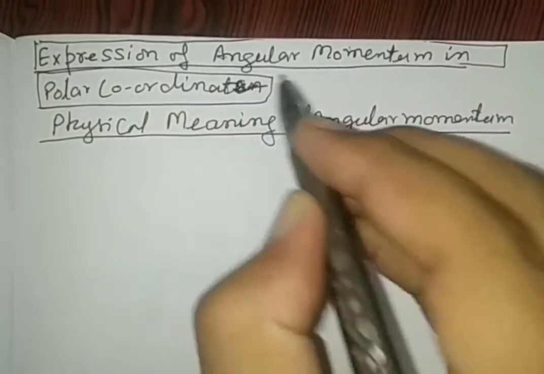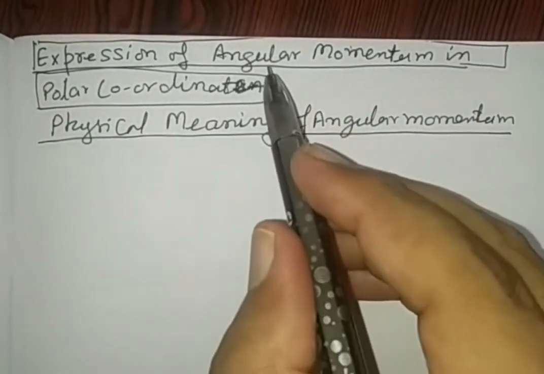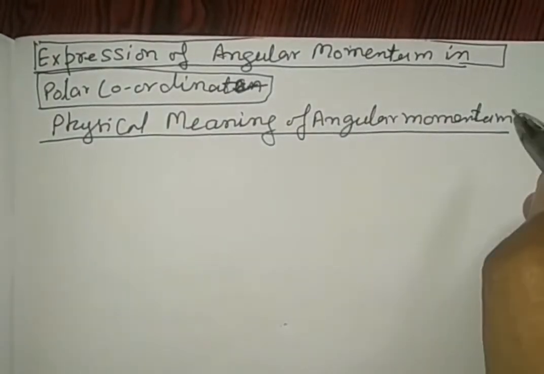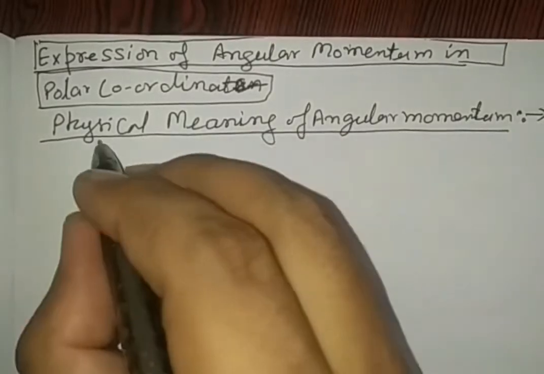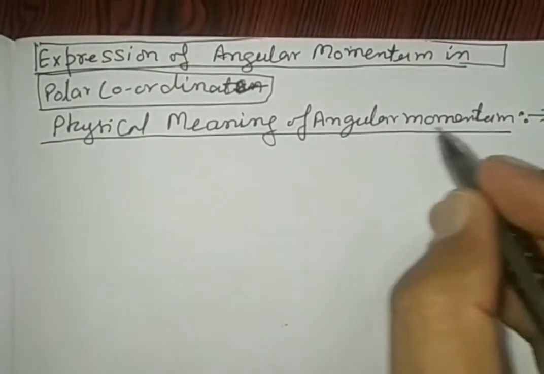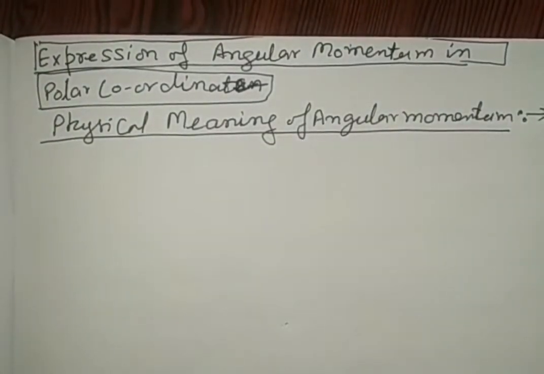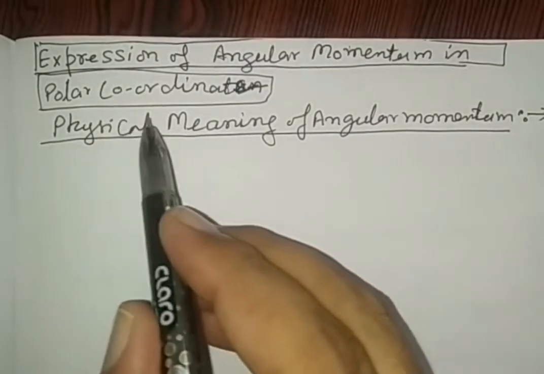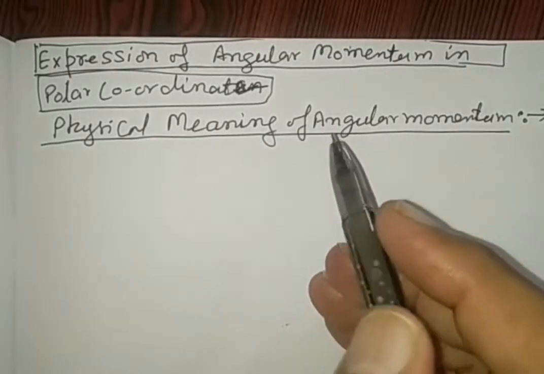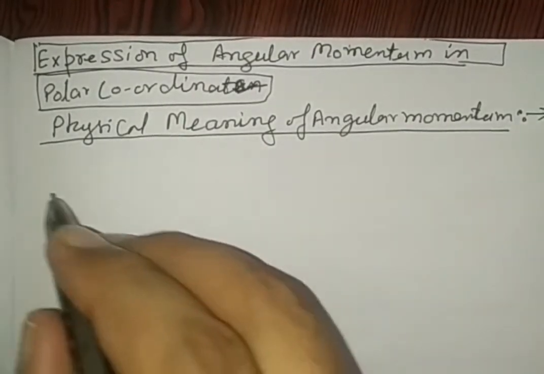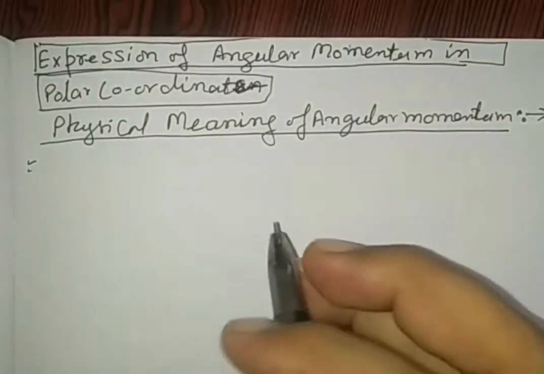polar coordinates. In this topic we will see what is the exact meaning of angular momentum. We may also say the physical meaning of angular momentum. To see the equation of angular momentum in polar coordinates and its concept, see the following diagram very carefully.